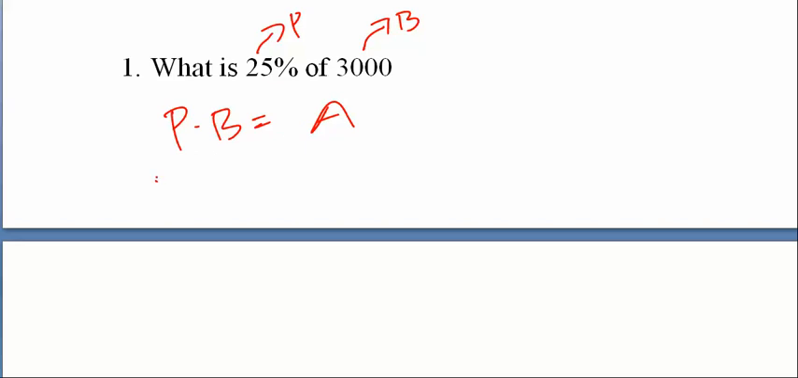So it's going to be 0.25. Why 0.25? Because we cannot multiply by a percentage sign, so we have to change to a decimal. So it's 0.25 times 3,000 equals A. When we work it out, that works out to 750. So A is equal to 750. Let's move to our next question.